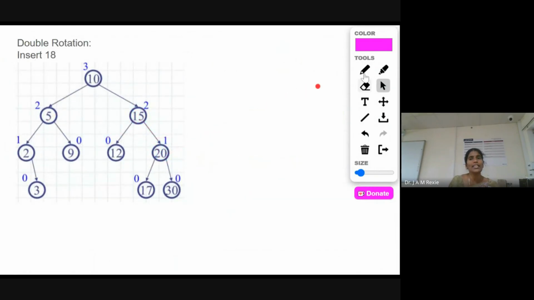Right now, similarly here, we are inserting 18 into this. When 18 is inserted, it comes here. Okay, so the balance factors will be, here it is 0, and here it will be minus 1, and here it is 0, and for 20 the balance factor will be 1, and for 15 the balance factor will be minus 2, because the right side has 3 levels, the left side 1 level. So 1 minus 3, we are getting minus 2.